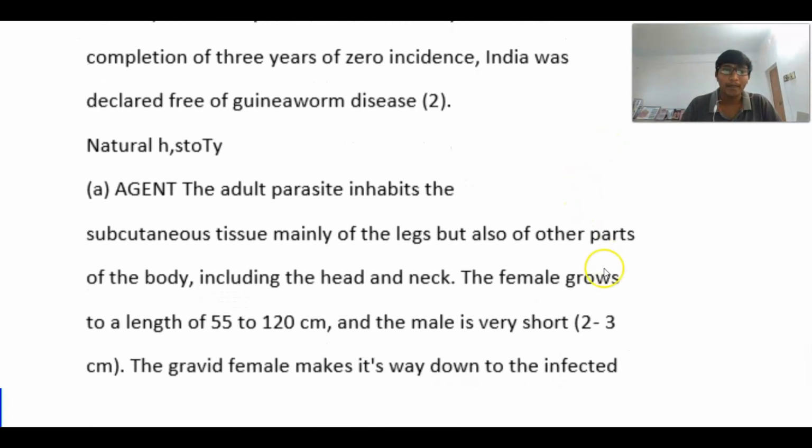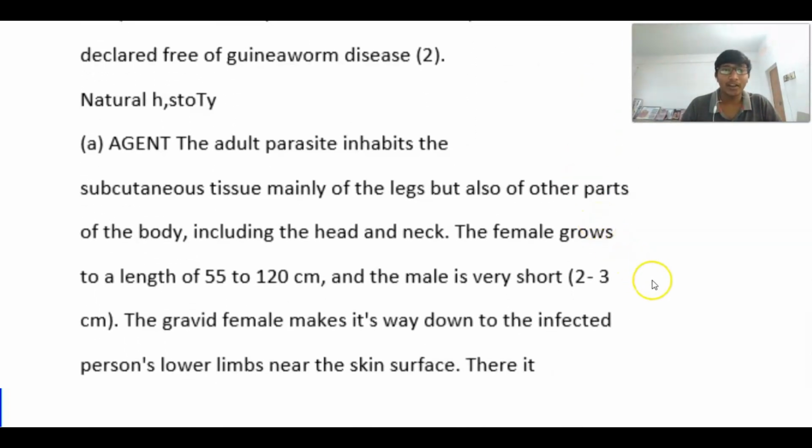Coming to the environmental factors, in the agent factors, we have the adult parasite. It inhabits the subcutaneous tissue, and it mainly affects the legs and other parts of the body, including the head and neck.